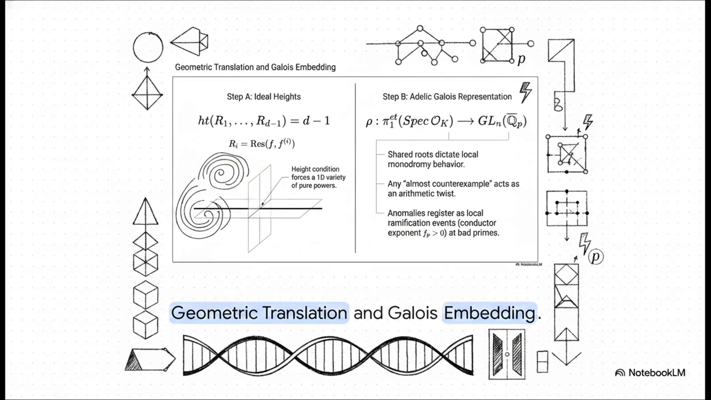In step A, we translate the problem to ideal heights. The intersection resultants of the polynomial and its derivatives have to satisfy a strict height condition, which forces a one-dimensional variety of pure powers. Then, in step B, we lift this into an Adelic Galois representation, mapping it to GL_N of the p-adic numbers. The shared roots completely dictate the local monodromy behavior. Any algebraic anomaly, or let's call it an almost counterexample, acts as an arithmetic twist, and mathematically this registers as a local ramification event, meaning its conductor exponent, f_p, is strictly greater than 0 at those bad primes.